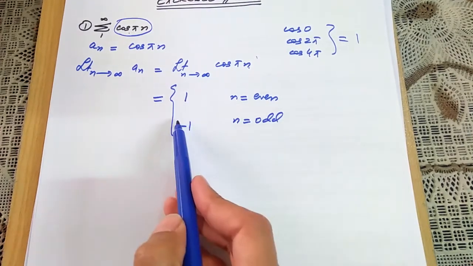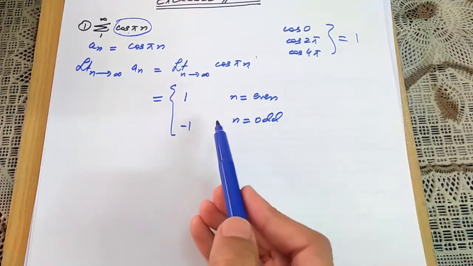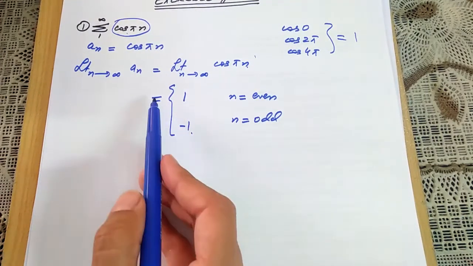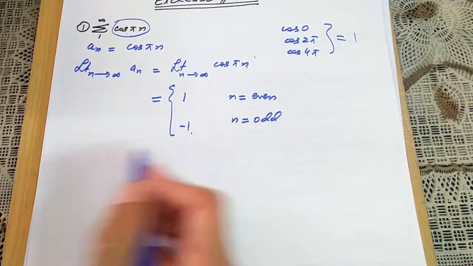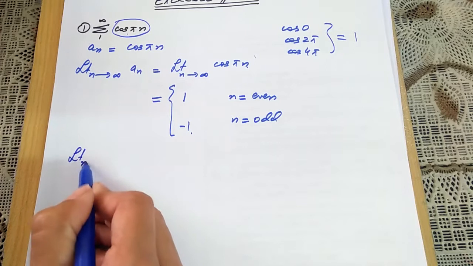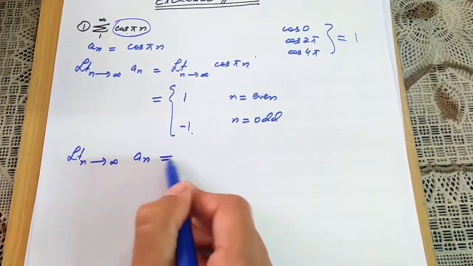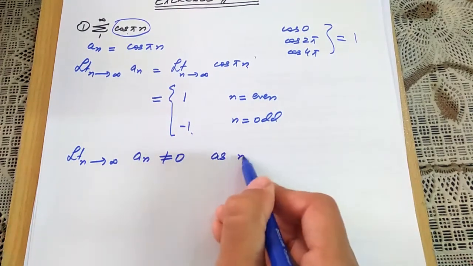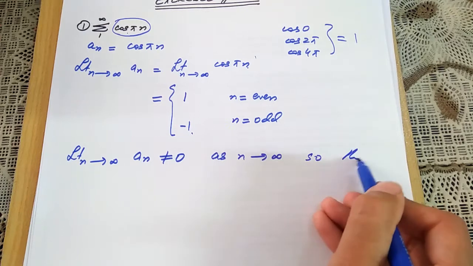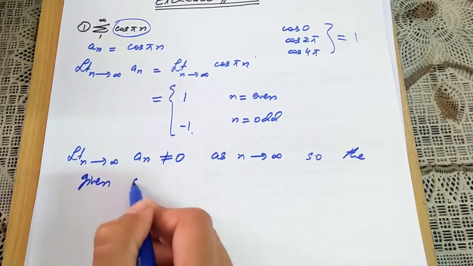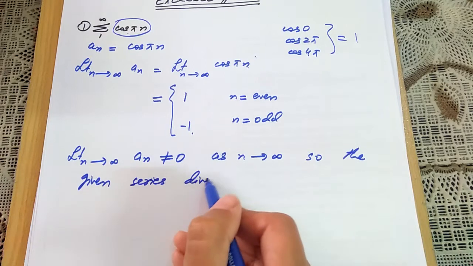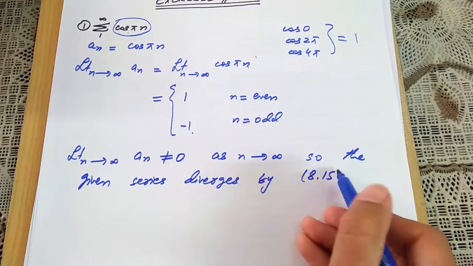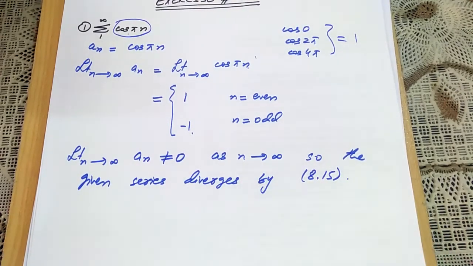So you can see here also that the limit is not unique, so it is divergent as well. So from this, you can also say directly that the limit is not unique, so it is divergent. But we can also say that the limit as n approaches infinity, a_n is not equal to 0. So as n approaches infinity, the given series diverges by using theorem 8.15 from your book.